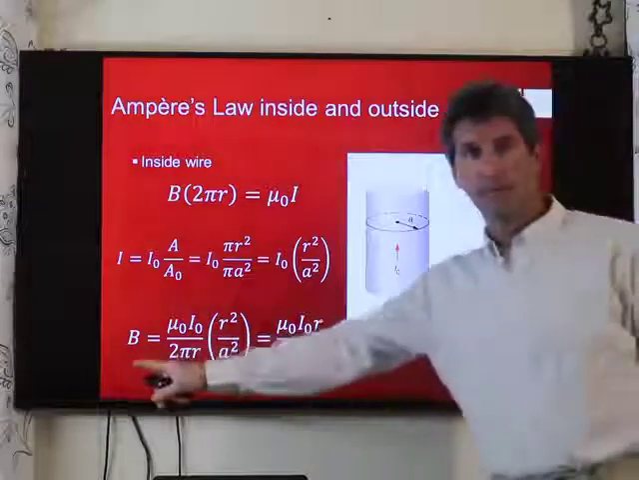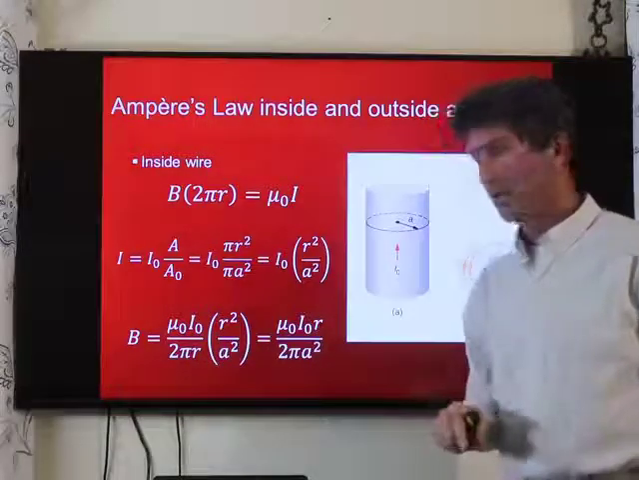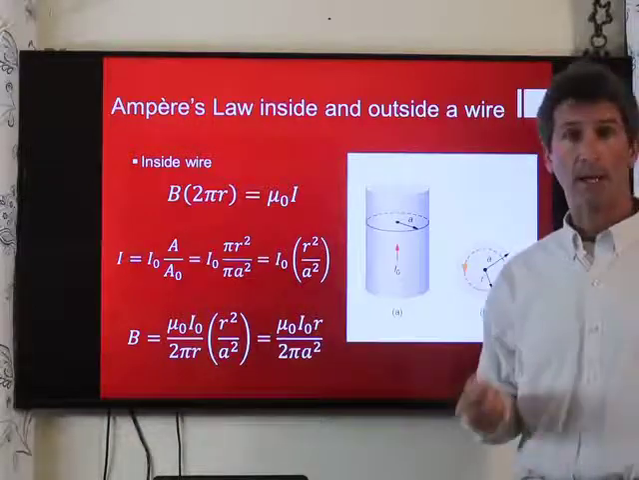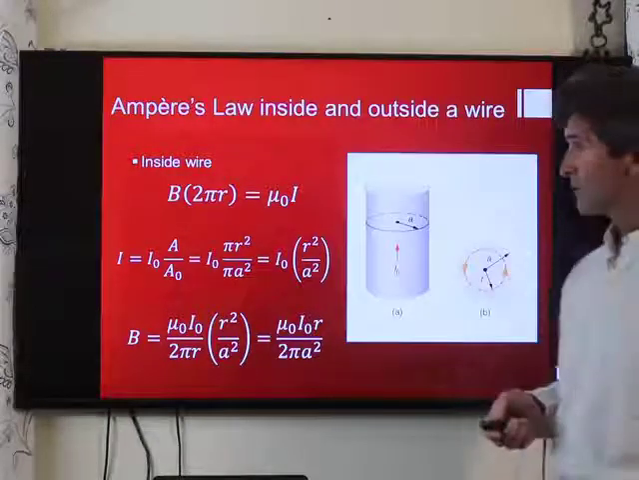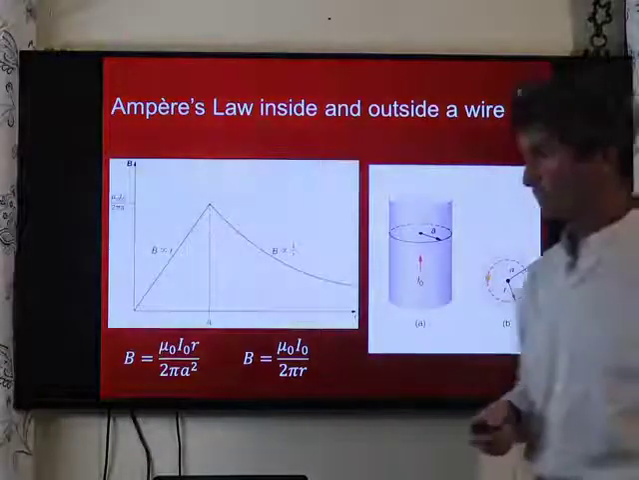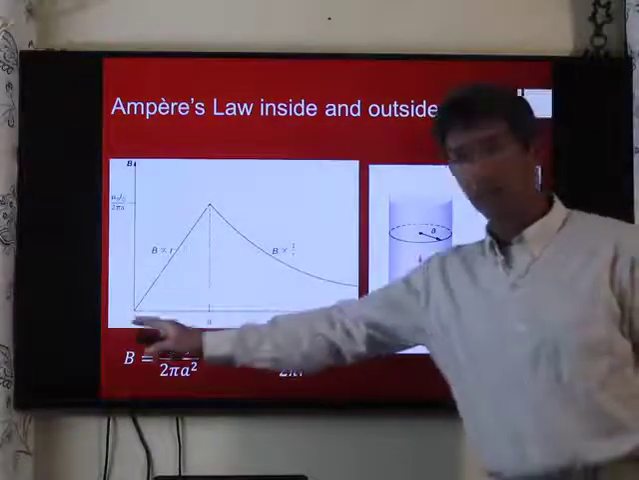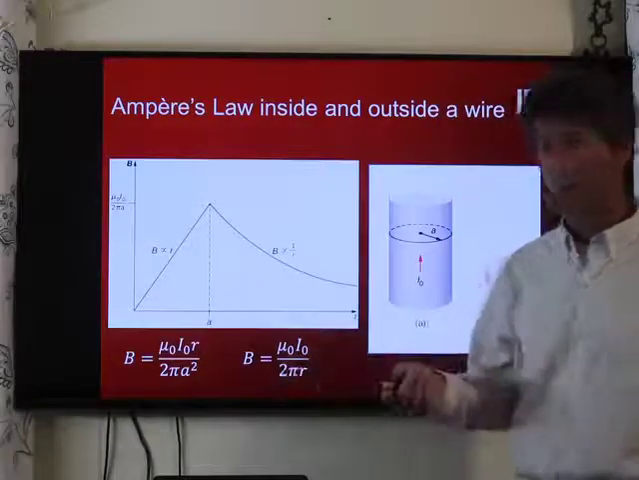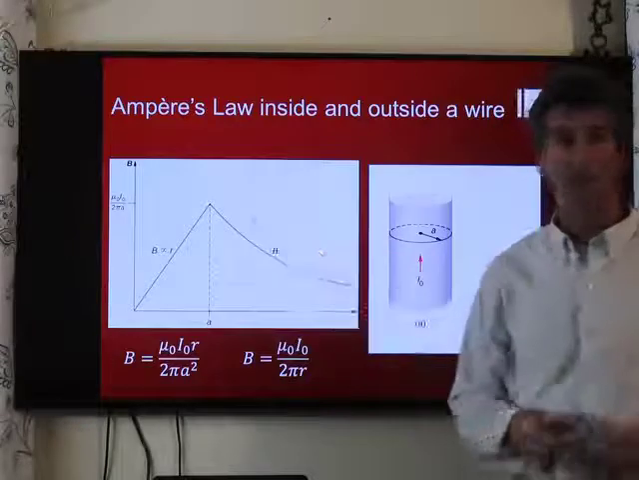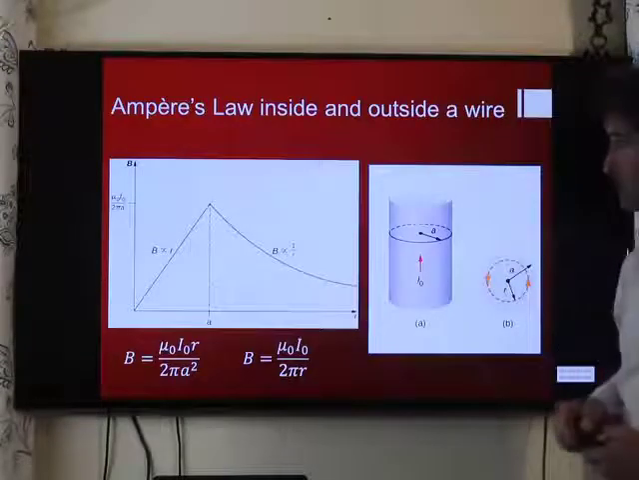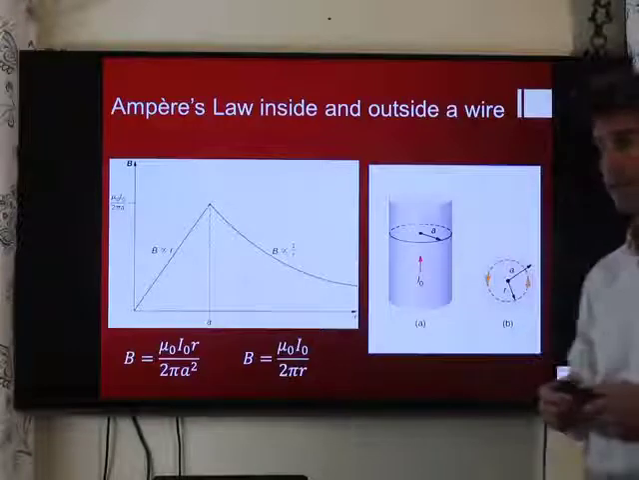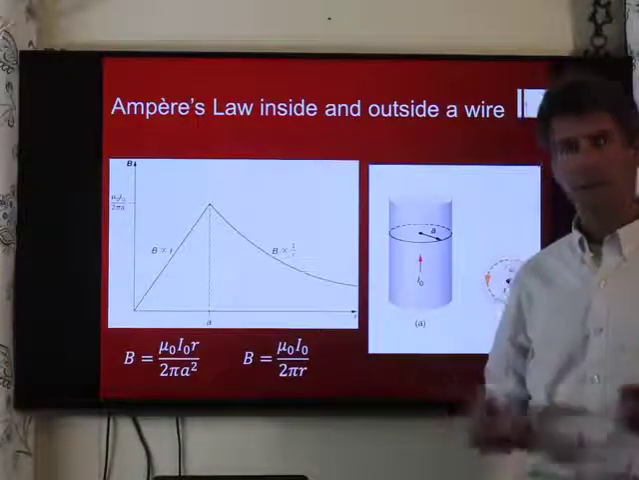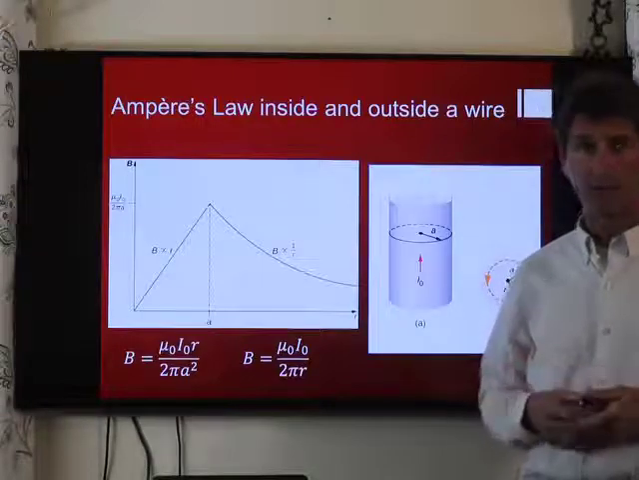Interesting that the magnetic field actually depends on the distance from the center. And if r is 0, if we're at the center of this wire, the magnetic field is actually 0. So if we graph the magnetic field as a function of radius, the magnetic field drops to 0 at the center, gets larger and larger, assuming that the current is constant, and right at the surface, that's where the magnetic field is the greatest. So an interesting and unexpected result from Ampere's law, because you'd almost expect that the magnetic field would be fairly constant inside the wire. It's not.